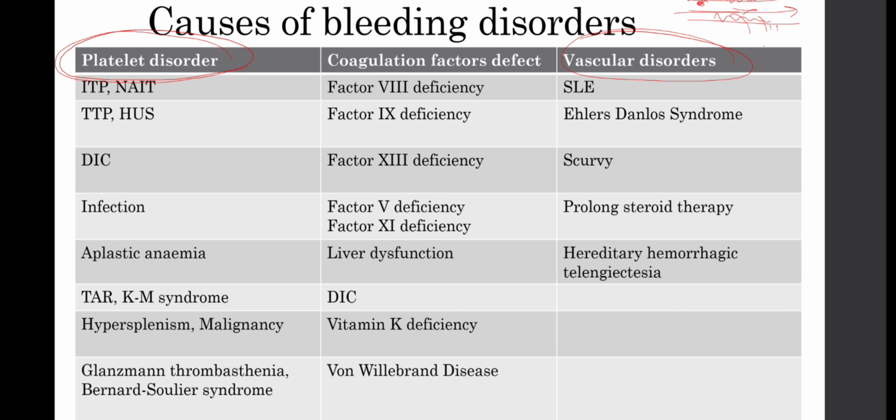So vascular problems, that means in SLE there may be leakage of the vessels, or there may be prolonged steroid therapy. If the patient is taking prolonged steroid therapy, the vessel walls are leaky, and also fragile, which causes presentation of purpura or petechiae. That's in scurvy.